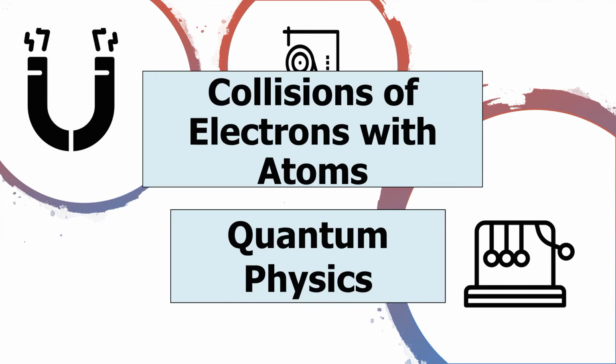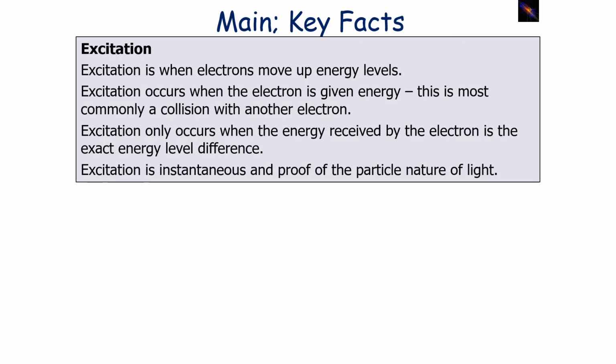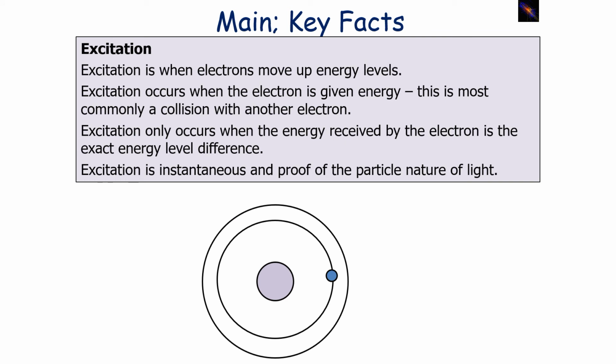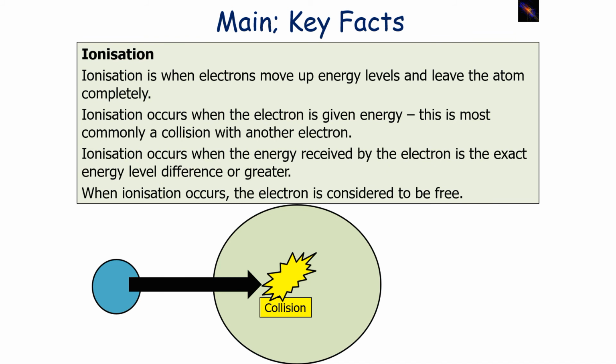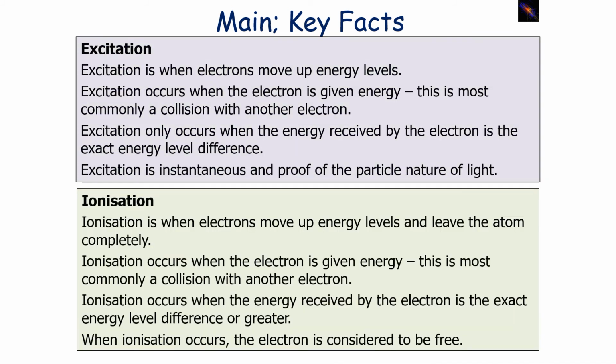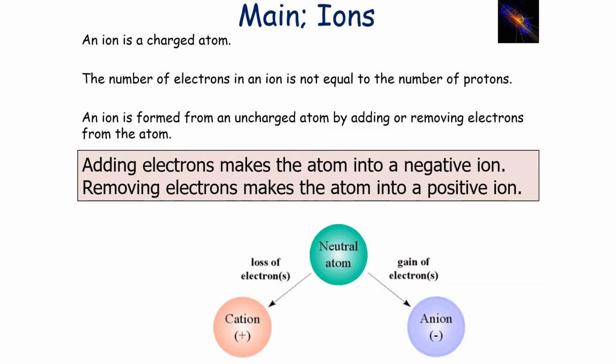So let's now consider the collision of electrons with atoms. So excitation occurs when the electrons move up the energy levels, which can either be given when it receives energy from a photon or receives energy from a collision with another electron. Now, excitation is instantaneous and proof of the particle nature of light. So what can happen is in excitation, the electrons move up energy levels. Now, an ionization is similar to excitation, however, the electron is considered to be free. So in your collision for your ionization, the electron will in fact leave the atom. So you can compare and contrast the two. Now remember, adding electrons makes an atom a negative ion, removing electrons makes an atom a positive ion.